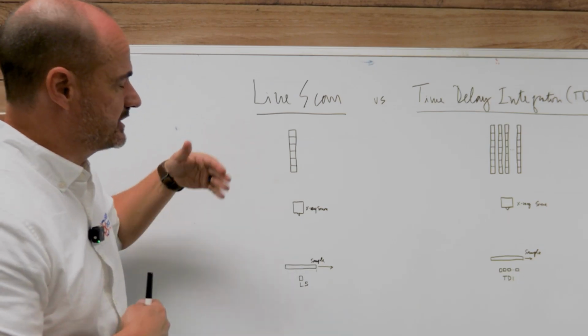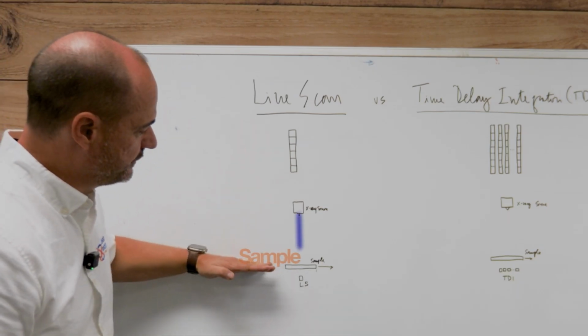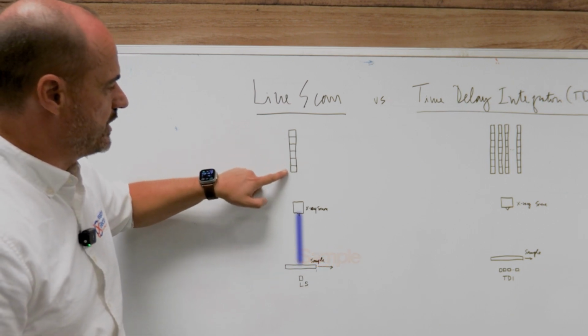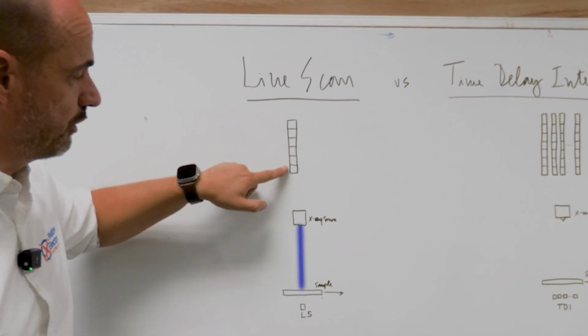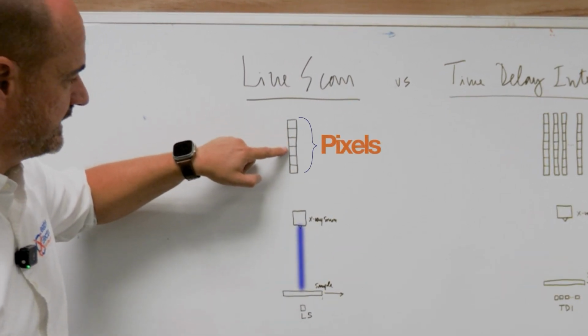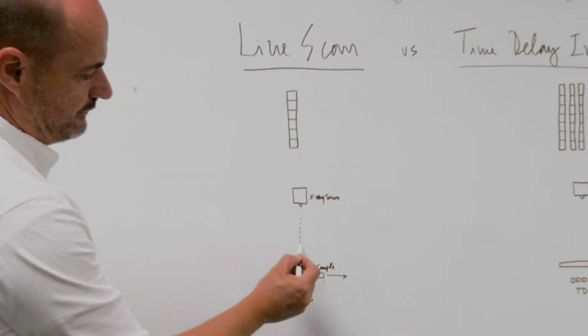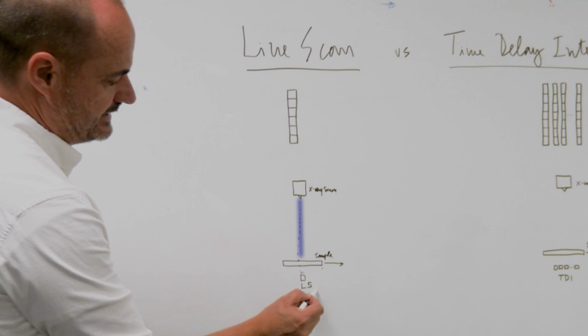And images are formed when you move the sample over the line scanner. So here's our line scanner. In this case, we have one long column and a bunch of rows, right? Each one of those squares is a pixel. And in this representation, we have an X-ray source shining X-ray photons on this line scanner right here.